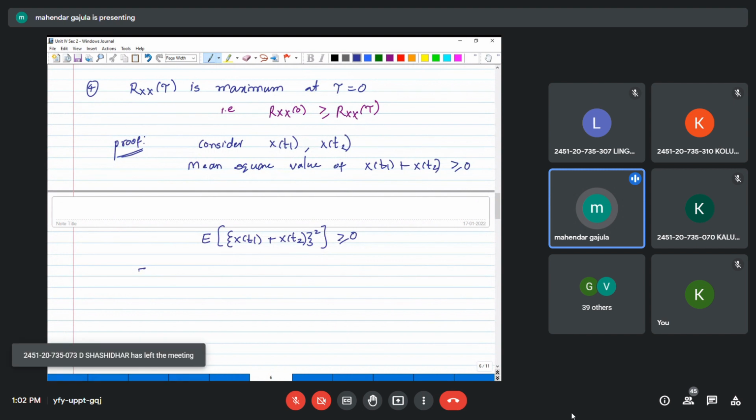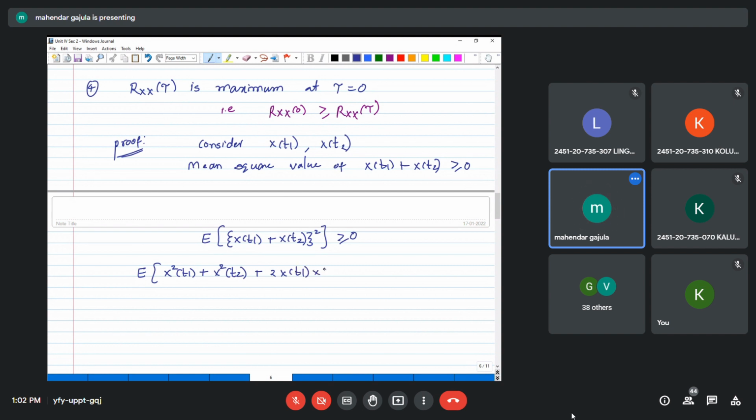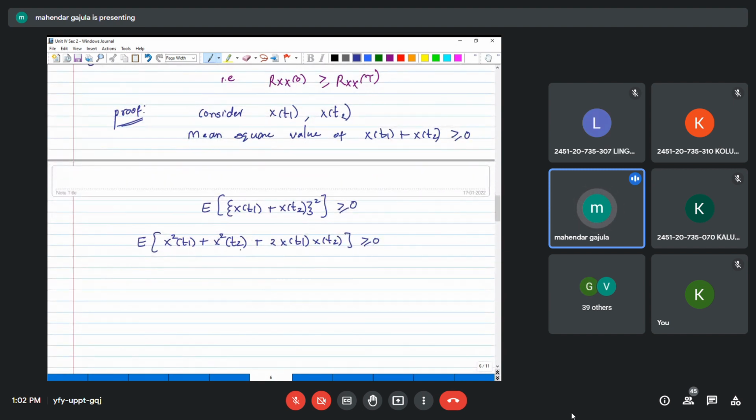Now let us apply the (a plus b) whole square formula. Then we get x square(t1) plus x square(t2) plus 2 x(t1) x(t2), greater than or equal to 0. Now let us apply the expectation operator on the three terms. Then it gives us expectation of x square(t1) plus expectation of x square(t2) plus 2 times expectation of x(t1) x(t2), greater than or equal to 0. Can someone tell me what is this formula, and this formula, and this formula?